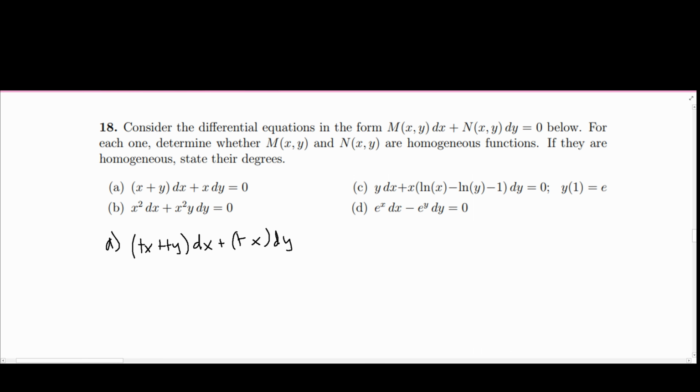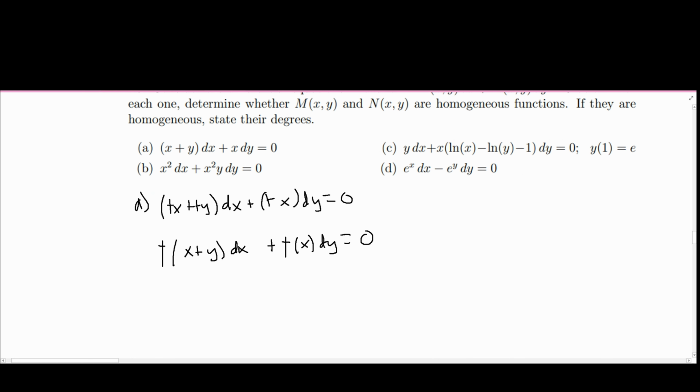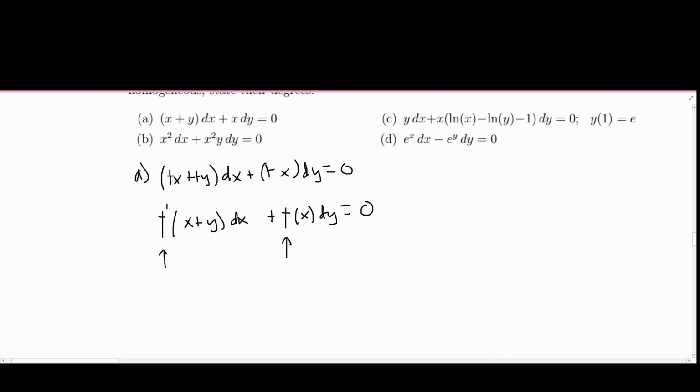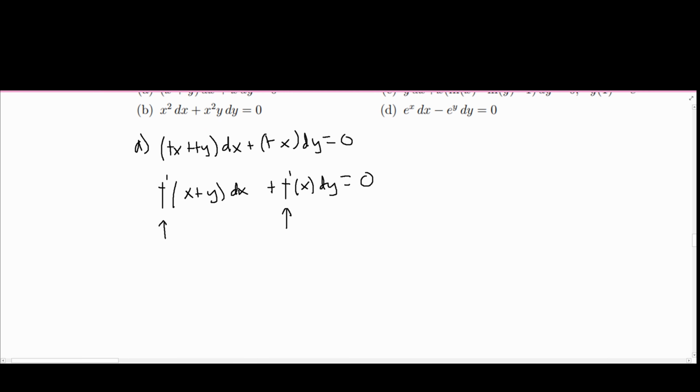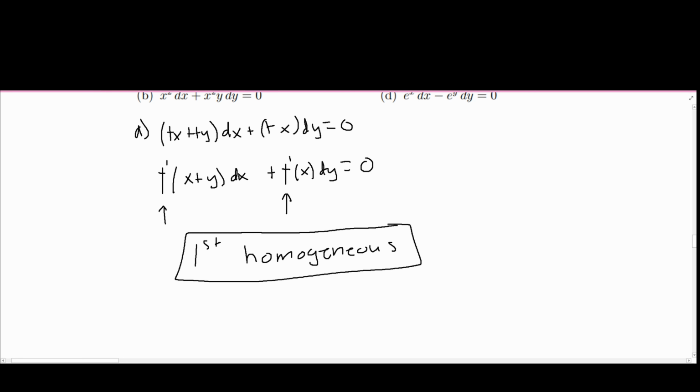And then we can substitute out the t. So after rewriting this, we can factor out a t for each one. So we have one t here and one t here. These are both of the first order. And since they are of the same order, it is a first order homogeneous. Now we solve for B.